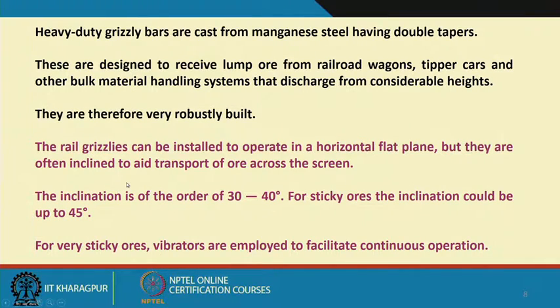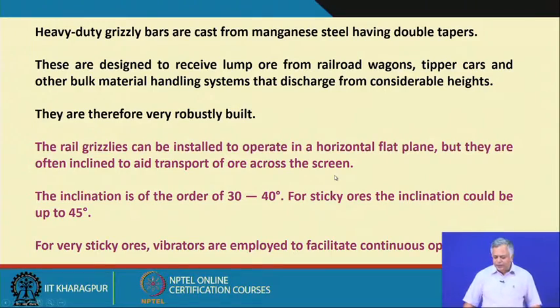Many times they are inclined to aid transport of ore across the screen, because what happens? Many a times this is my grizzly and the material is poured from this side. So, how do I utilize this portion of the screen surface? Because if there is an inclination, if there is a gradient, then the material on top of that will have a free flow nature because of the gravitational forces, and then it will be utilizing the entire surface of the screen. So, many times they are inclined to aid transport of ore across the screen surfaces.